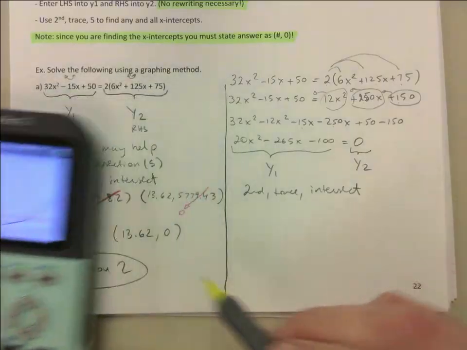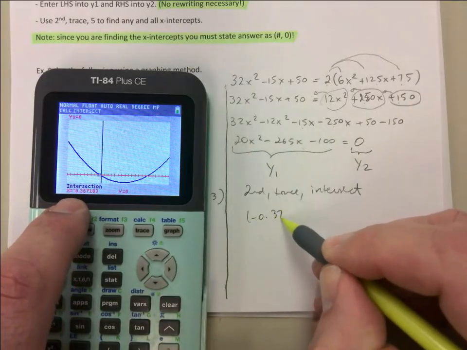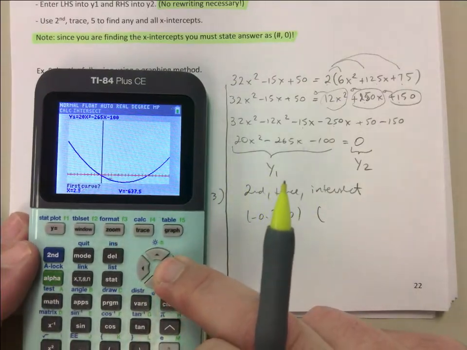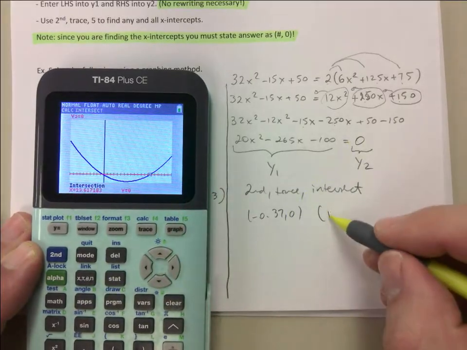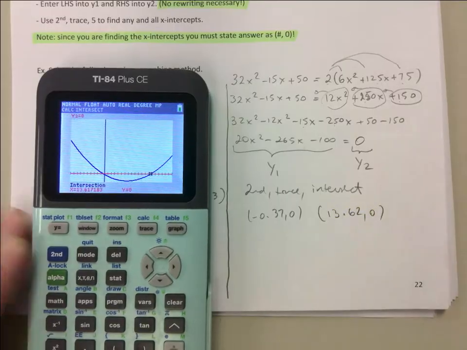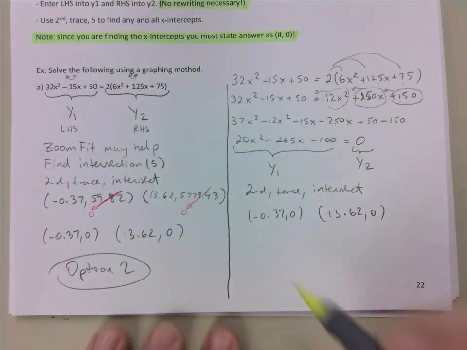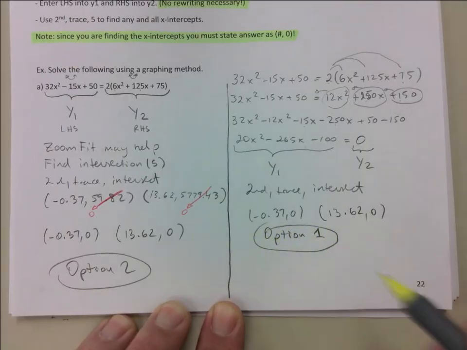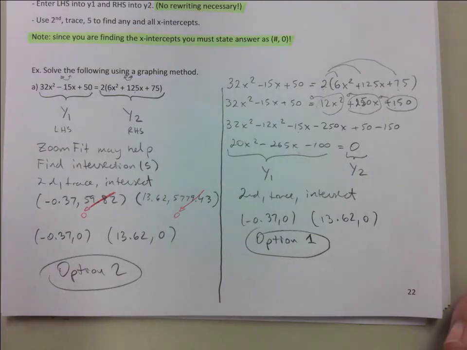Oh, it's the same, isn't it? Yeah. Negative 3,7. And the second one, second trace 5 again, right? You go over to the other side. Enter, enter, enter. That's 13.620. Boom. Just like the other one. So this is option 1. So I will not make you use one over the other. You choose, but if I say graphing method, you have to do it this way, not using the quadratic formula.